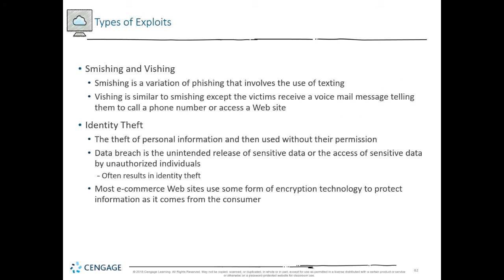Types of exploits. Smishing and vishing. Smishing is a variation of phishing that involves using text, and vishing is similar to smishing except that the victims receive voicemail messages telling them to call a phone number or access a website. Identity theft: the theft of personal information and its use without permission.